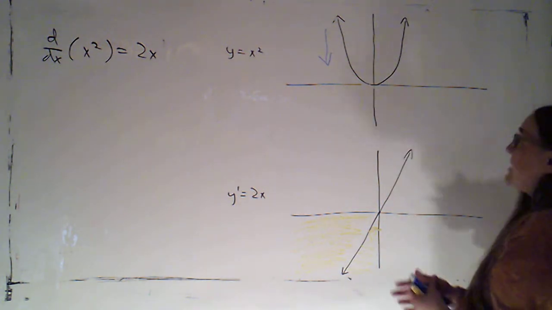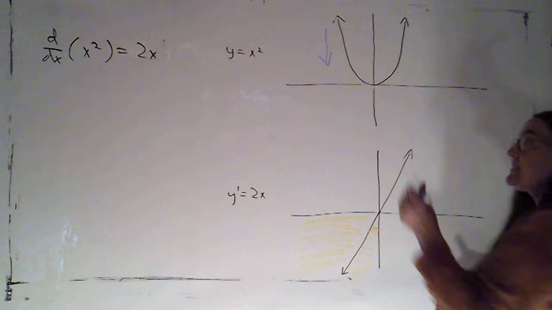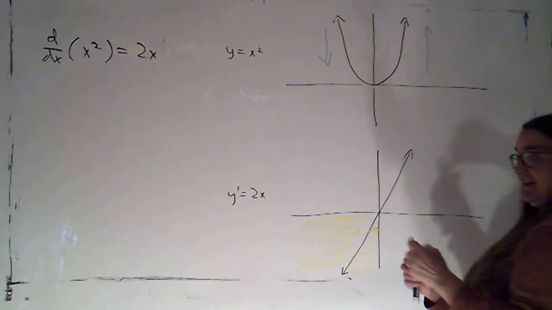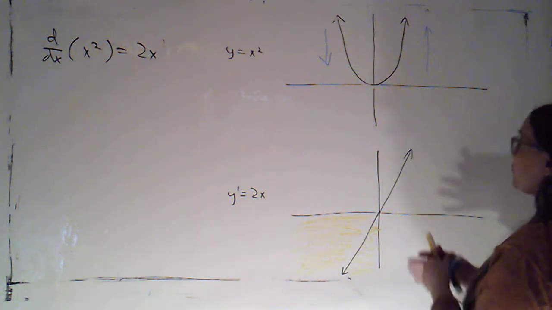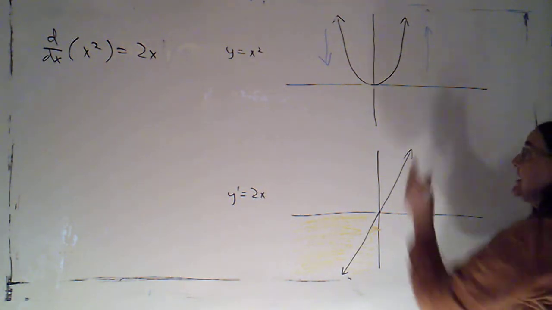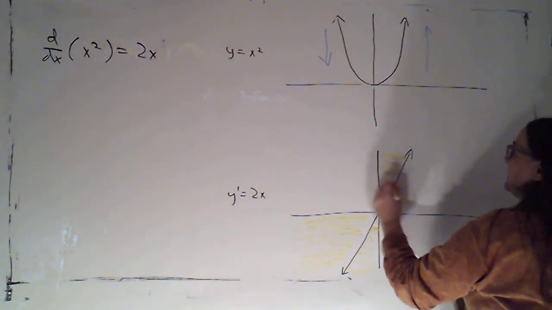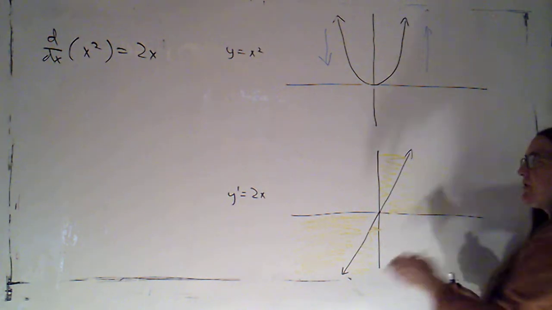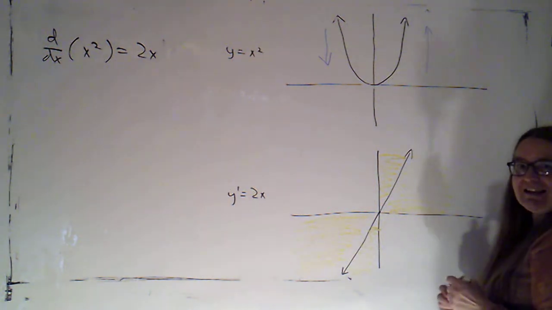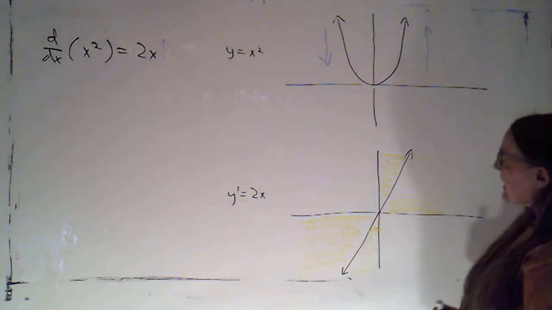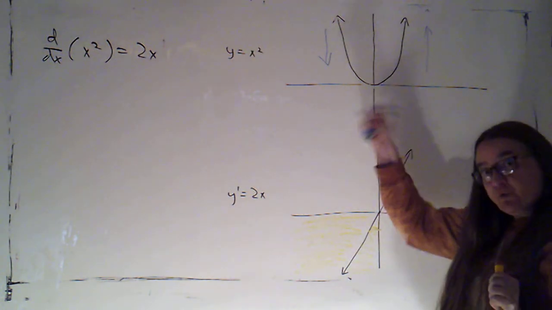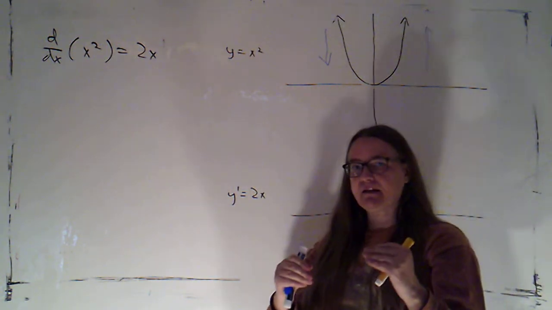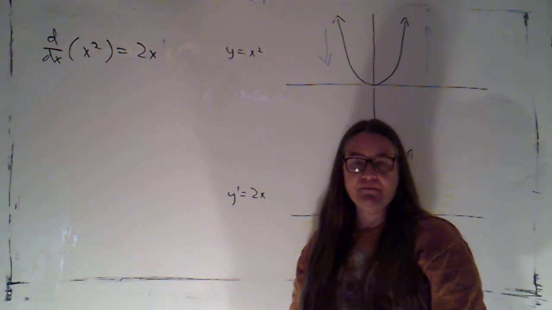After we hit the vertex, the function turns. It changes direction so that now we're moving up. And you'll notice that to the right of the vertex, to the right of 0, my derivative function is positive. The graph lies above the x-axis. So up or down for the original function translates into positive or negative for the derivative.